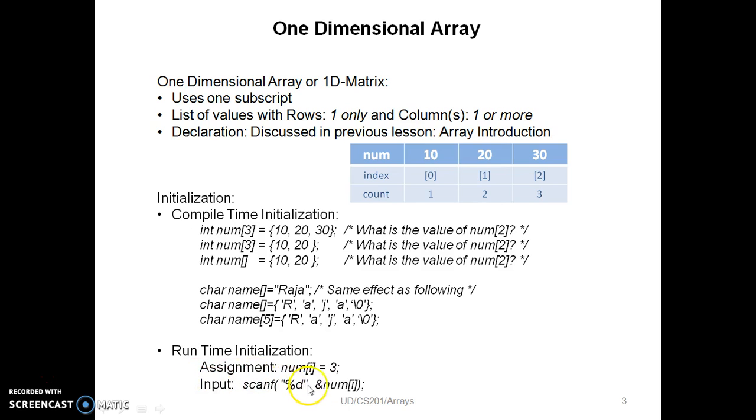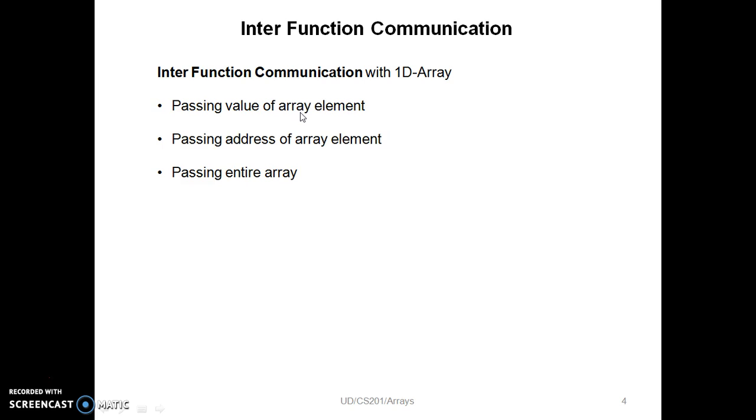Similarly, we can take input for num I using scanf function. So this value is not known at the time of compilation, but at the runtime, whatever value is put by the user will go into the num I. From one function to another in a C program, an array can be passed in one of three techniques. That is passing the value of array element, passing the address of array element, and passing the entire array. Let's check the examples in the following pages.